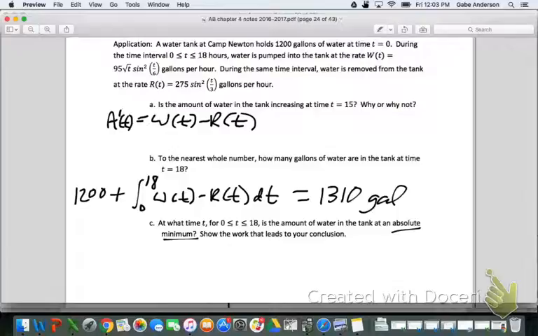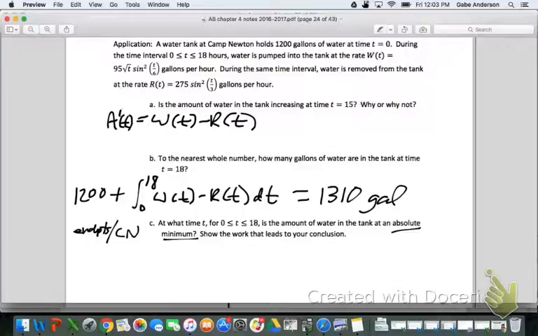What do you think? What does that keyword tell you? Absolute minimum. Tell me what you think of when you hear that. Endpoints and critical numbers, right? Okay, so the candidates are set for us. Endpoints, critical numbers, critical points, whatever you want to call them. That's what we're looking at. The endpoints are really obvious, 0 and 18.